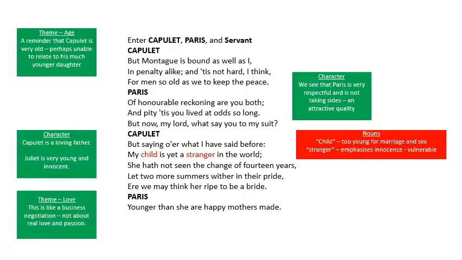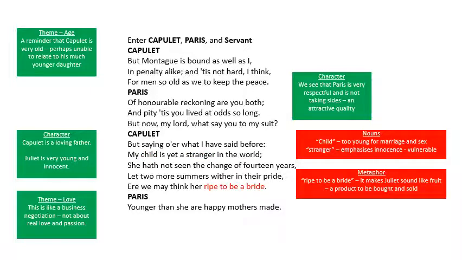So it's also worth making a note for AO2 here, year 11. Two interesting words on this line are child and stranger. And both of those word choices really do remind us that Juliet is quite innocent, perhaps too young for these men to be discussing whether or not she's going to get married and get pregnant soon.